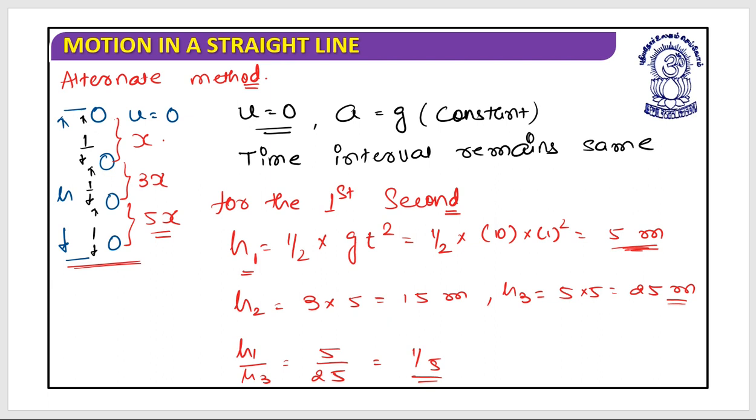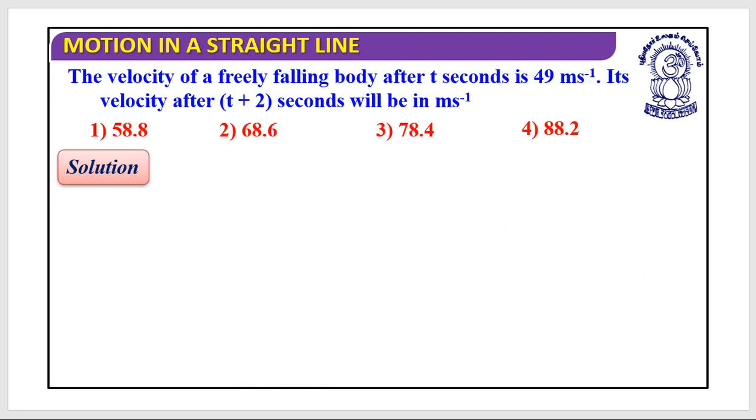If this is the situation, then I can always go for Galileo's law of odd numbers, which gives me 1 is to 3 is to 5 is to 7 is to 9 and onwards. Yes, this would be the thing. Can you do this? Okay, great. Let's move to the next question.